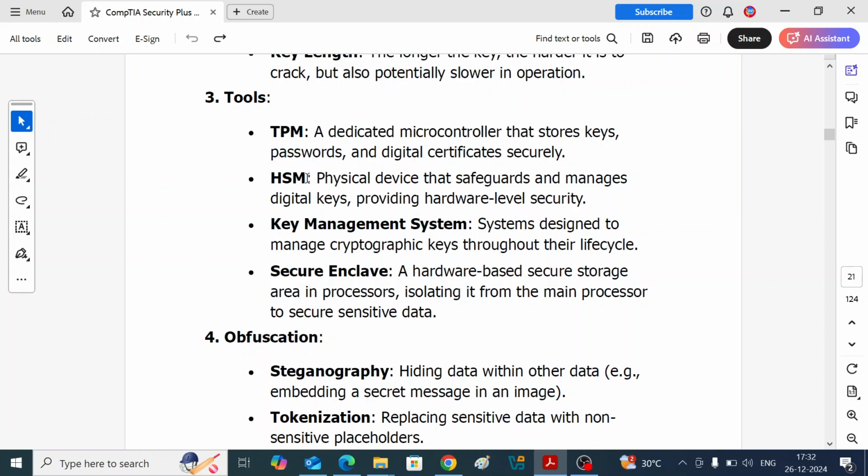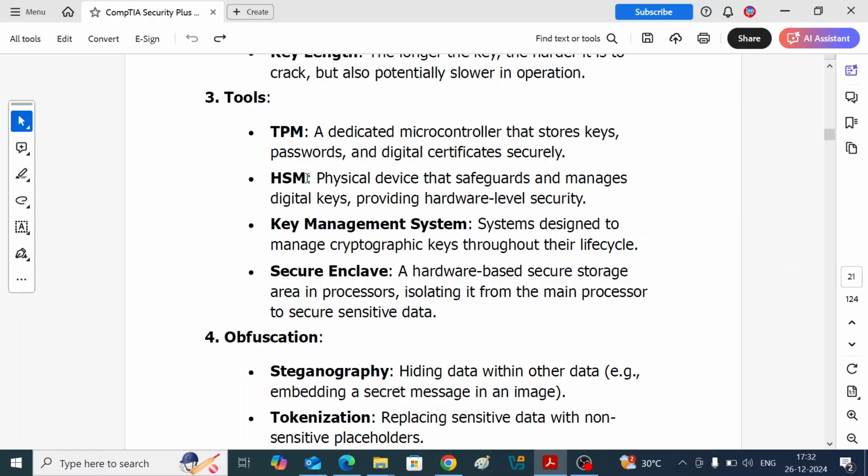I hope you have heard about BitLocker. If you have, then BitLocker almost works similarly to the TPM. So that's all about your TPM. Then we have one more concept, which is called HSM.